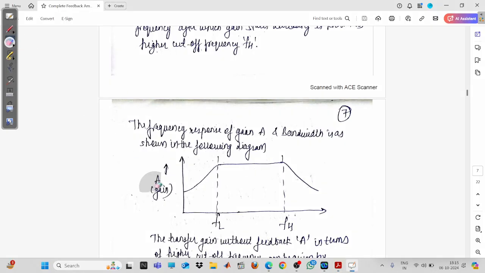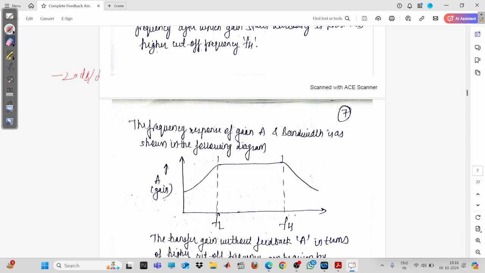You can see that between FL and FH, the gain is a constant value, and below FL the gain will reduce with a certain slope. I think this is already discussed in the integrator and the differentiator, and you can see here again beyond FH the gain will also reduce. Normally this curve is plotted in the semi-log paper because the gain will reduce in terms of decade. Like, suppose I take this as minus 20 dB per decade.